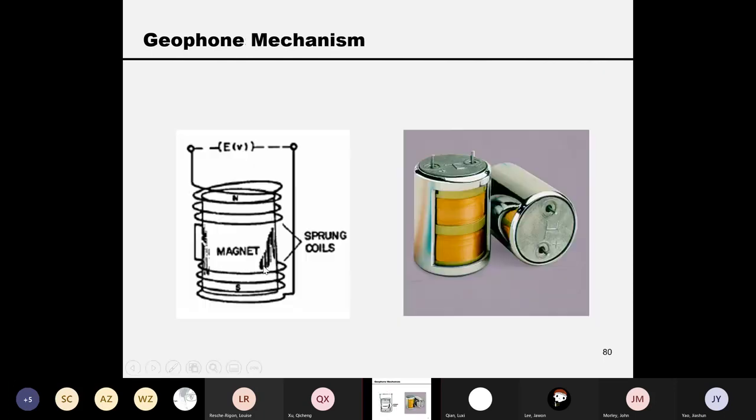This is the mechanism of how a geophone works. When the surface is shaking, you have a particle movement, and this spring coil has a relative movement against the magnet. That gives a different voltage. So actually, you record the voltage.